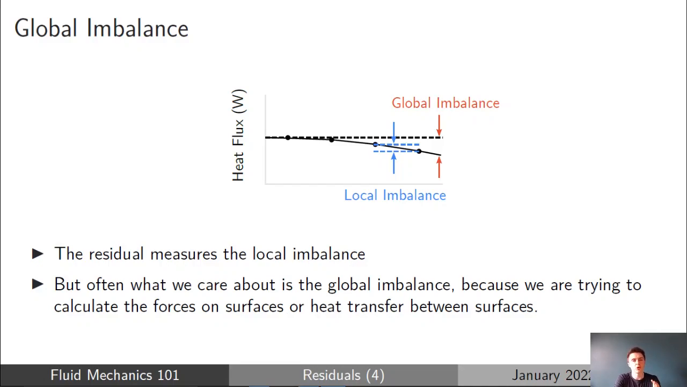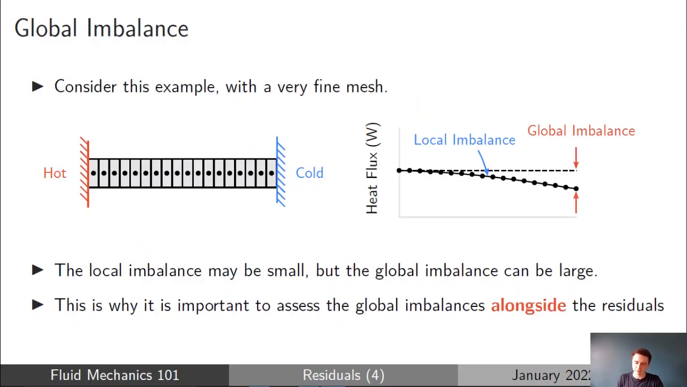Because remember, really what we're doing in CFD is we start with an overall geometry and then we arbitrarily slice that geometry up into little cells so that we can capture everything throughout the domain. But for many quantities, what we actually care about is what happens on the boundaries. And so we need to have a metric that measures the global imbalance as well as the local imbalance. So the residual is going to give us a measure of that local imbalance, but what we actually want is the global imbalance.